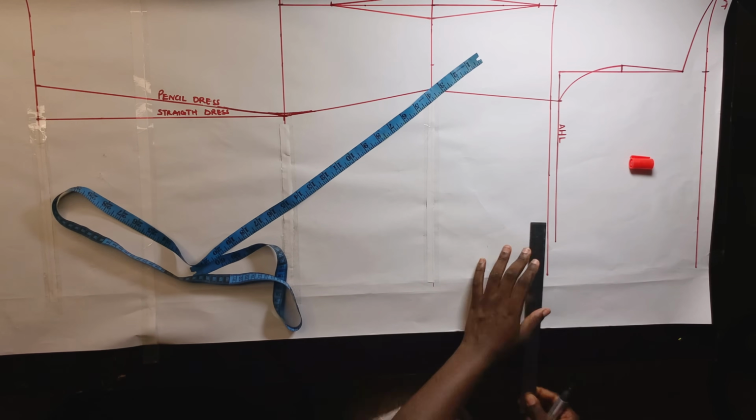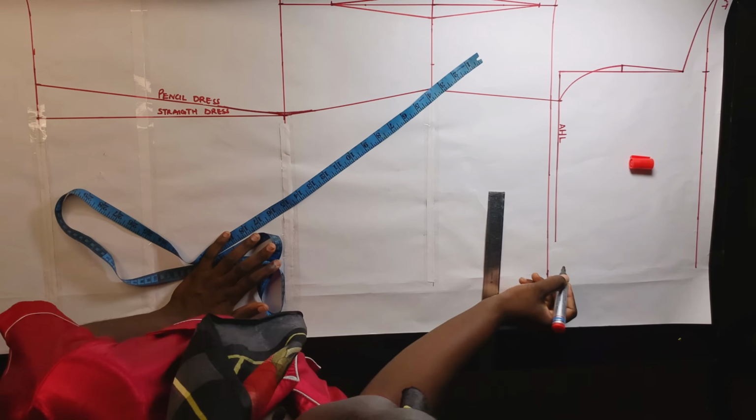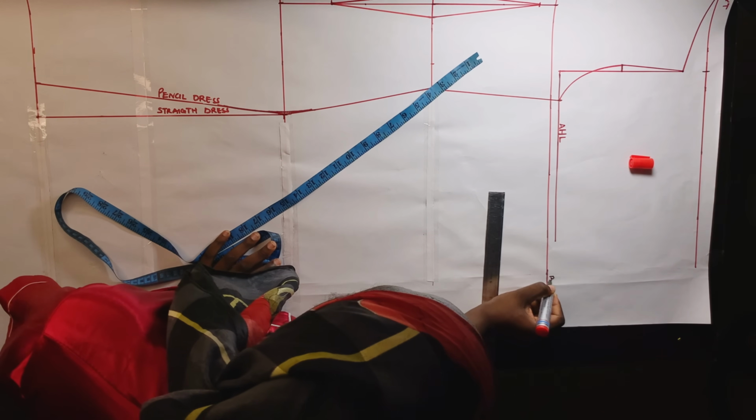In order to draft out the back part, there are some lines from the front pattern we are going to maintain. One of them is the bust point line.